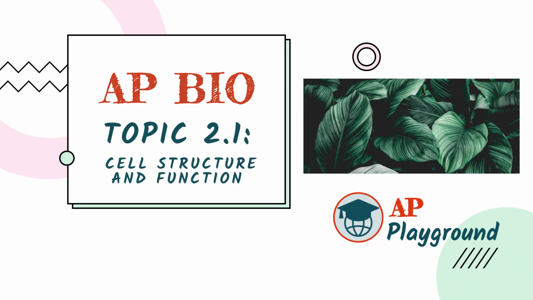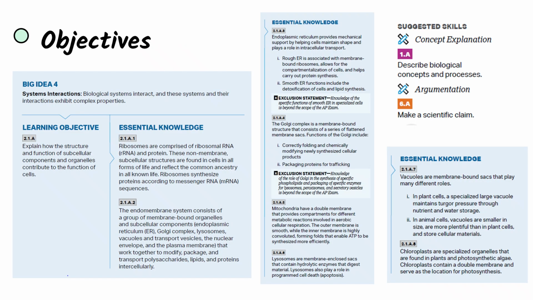Today we're covering topic 2.1, cell structure and function. Lots of objectives today, but we're just going to be going over the major components of a cell and how the structure and function of cellular components and organelles contribute to the overall function of each cell. And we'll also be taking a look at the endomembrane system that connects these various organelles in one function.